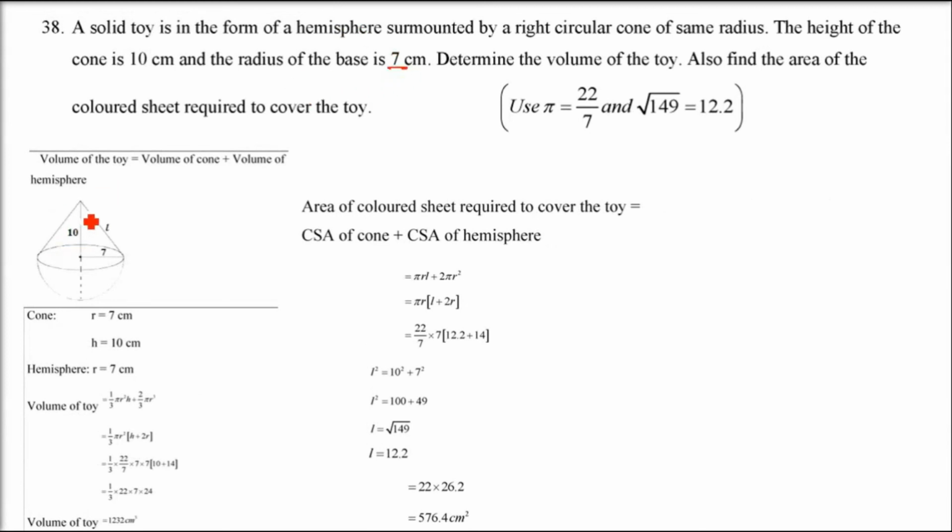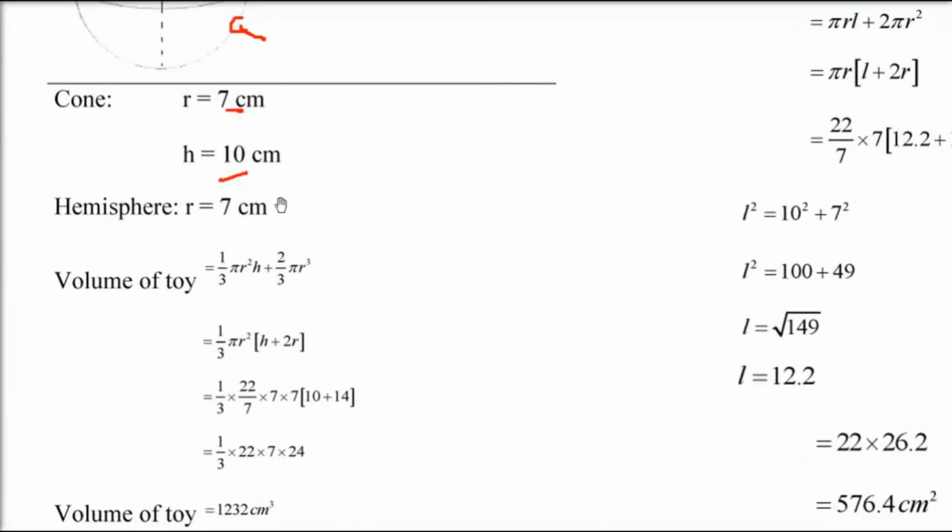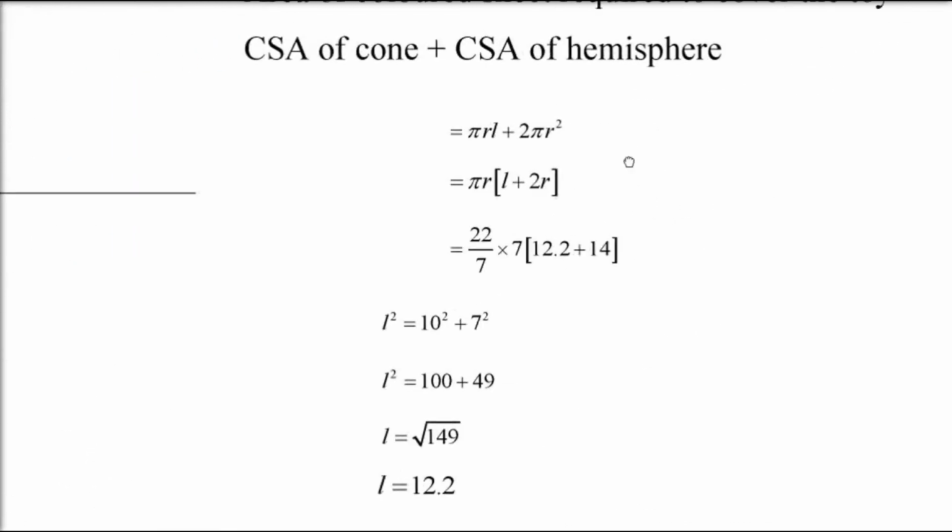This is clear? Now height is given, so height is also known. With height and this radius we can find out the slant height. We'll find the slant height later. But first of all, the volume of the toy, because we don't need L here. Volume of toy will be volume of cone plus volume of hemisphere. That is 1 by 3 pi r square h plus 2 by 3 pi r cube. All the values are in front of you, 1232 centimeter cube, because it is volume.